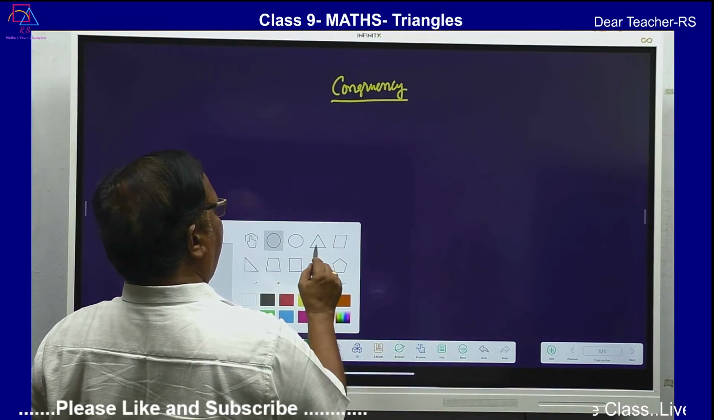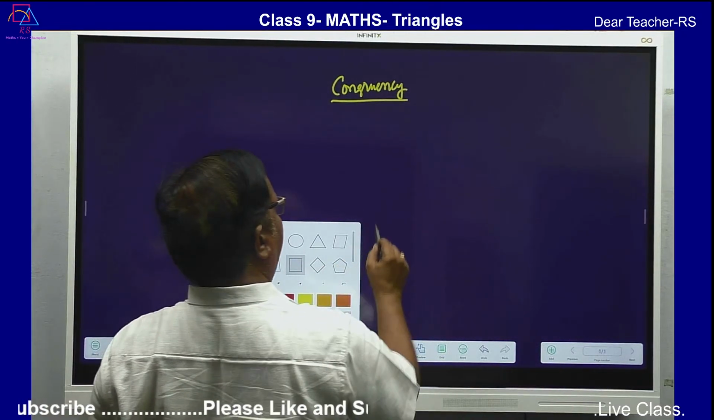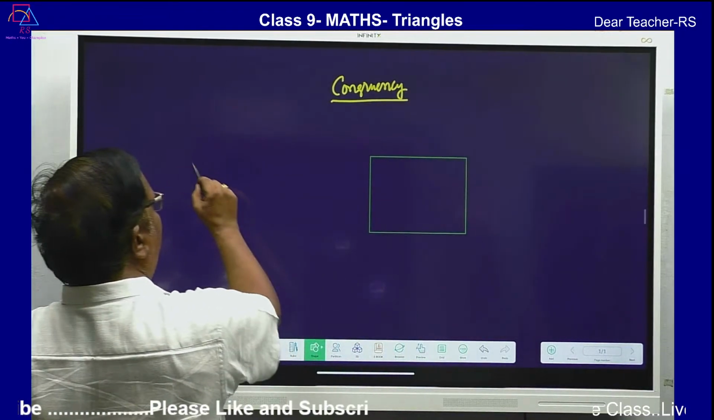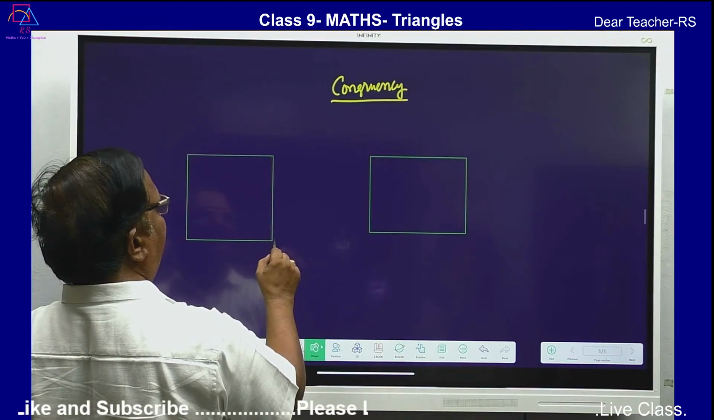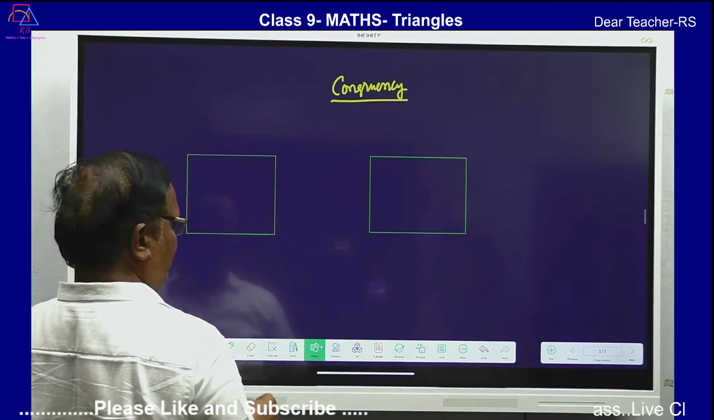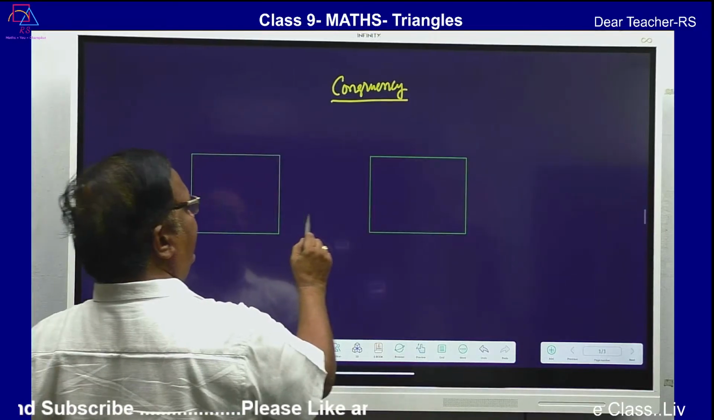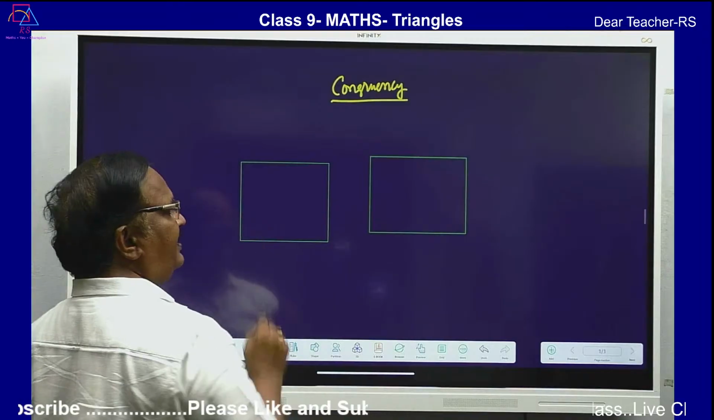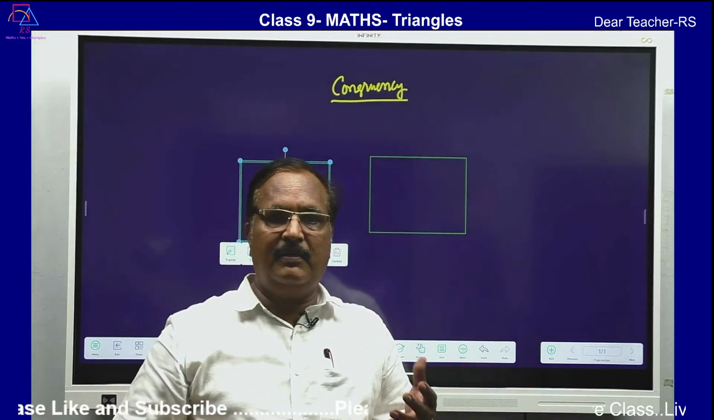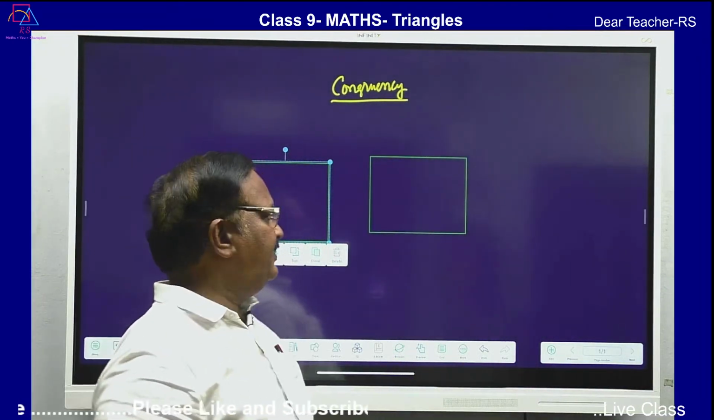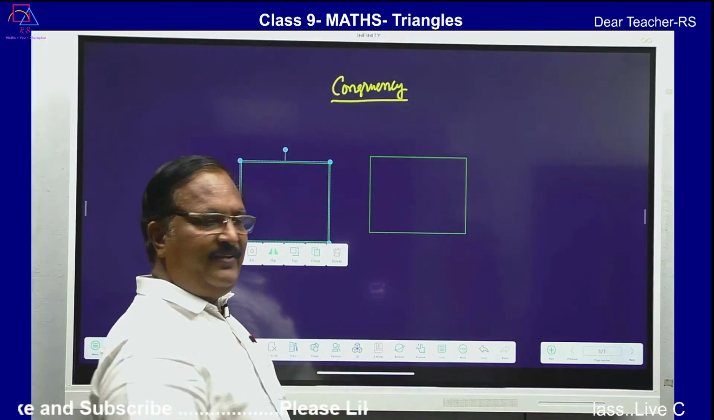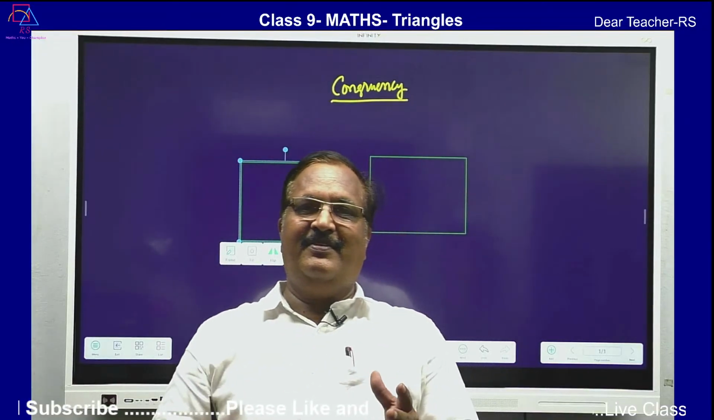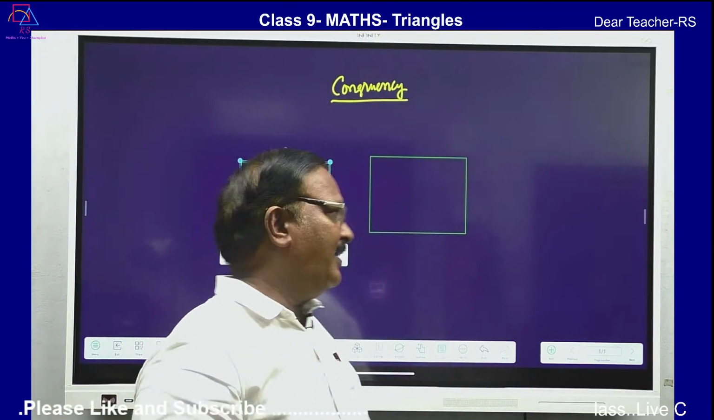Let me take a square or rectangle. So this is one rectangle and this is one more rectangle. If you take this rectangle and place it on the other, if it is covering, it's okay. If it is not covering, then they are not congruent figures. Every time it is very difficult to take one figure and put it on the other figure to check for congruency, so there is no need.